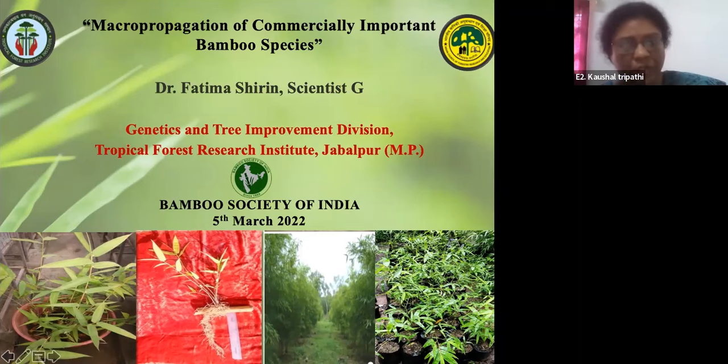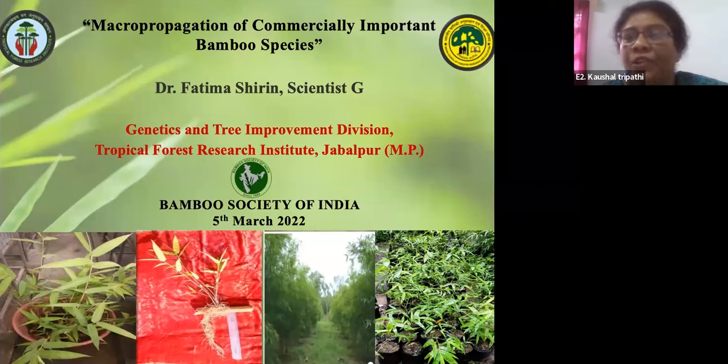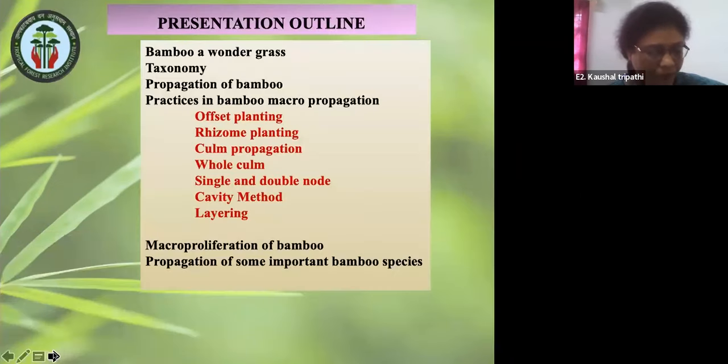I welcome you to this presentation, and the title of my presentation is Macropropagation of Commercially Important Bamboo Species. Can I request to go to the next slide, please? So the presentation outline is roughly like this: bamboo, a wondergrass, its taxonomy, propagation of bamboo, practices of bamboo macropropagation, types of macropropagation, and also macroproliferation of bamboo, and then macropropagation of some important bamboo species. Next slide, please.